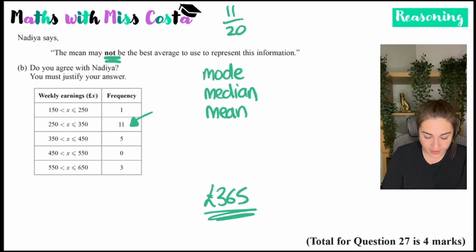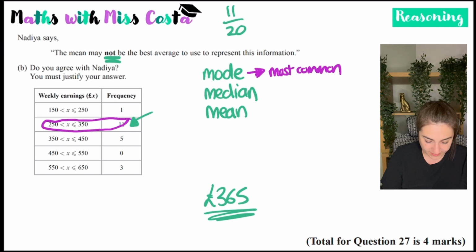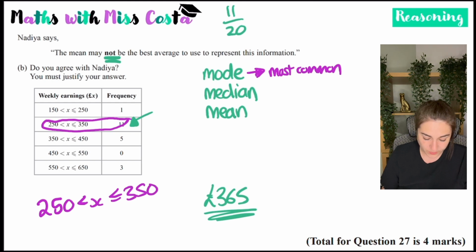So what can the other averages offer me? Well, the mode is the most common. So if I use the mode, that would say that the average weekly wage is between 250 and 350. Or I could use the median. So if I use the median, then I've got one person, which is over here.